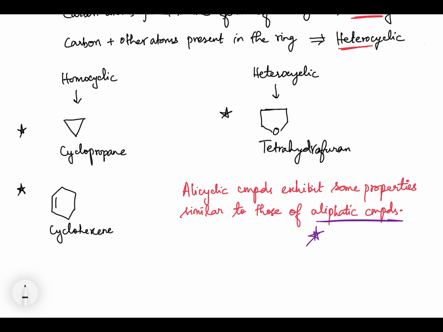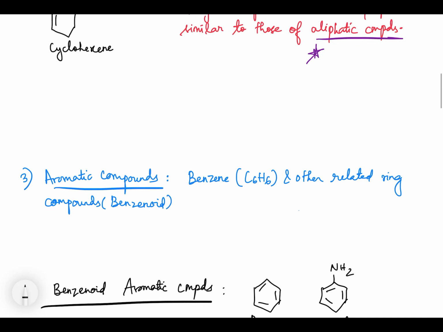Similarly, cyclohexene is a cyclic compound. 6 carbons are present. Hex and ene, there is an alkene group, right? There is a double bond. That's why this is called cyclohexene, and only carbon is present, so it is also a homocyclic compound. Now coming to heterocyclic compounds, tetrahydrofuran. In this compound you can see one oxygen is present in between the carbons. So some other atom other than carbon is present, so this is called a heterocyclic compound. Its name is tetrahydrofuran. Please be clear with the name. Alicyclic compounds exhibit some properties similar to those of aliphatic compounds.